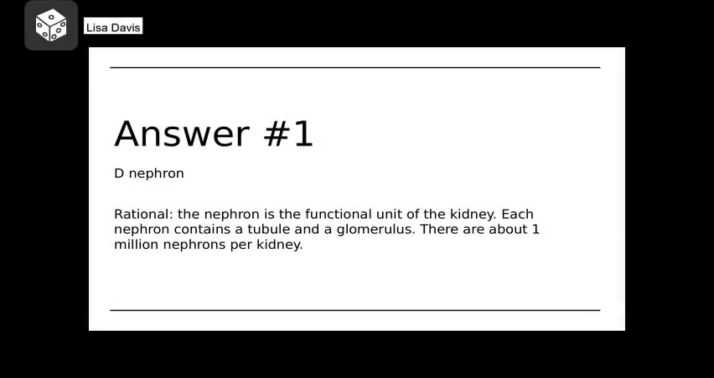So the correct answer is D, nephron. Remember, the nephron is the functional unit of your kidney, kind of like the mall, a generalized term for a place where there's a bunch of other little things in there. So inside of the nephron, we've got the tubules, which include the loop of Henle. We've got the glomerulus. We've got Bowman's capsule. All the nitty-gritty of what happens inside of the kidney is going to be included in the term the nephron.